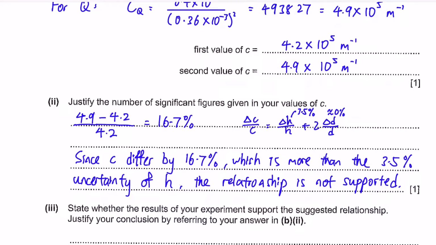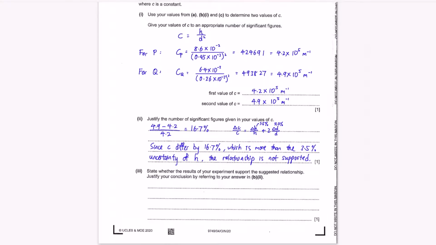You look for an earlier part where you're made to estimate some percentage uncertainty. For this case, it's just H. And then you use that to decide whether to accept or reject the relationship. Okay, let's look at another example and it'll be clearer after that.